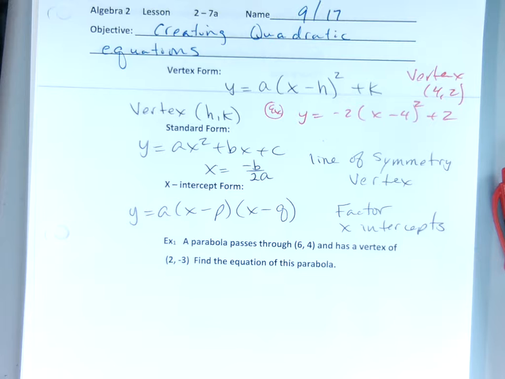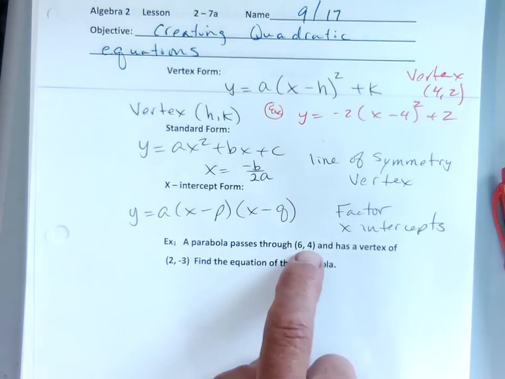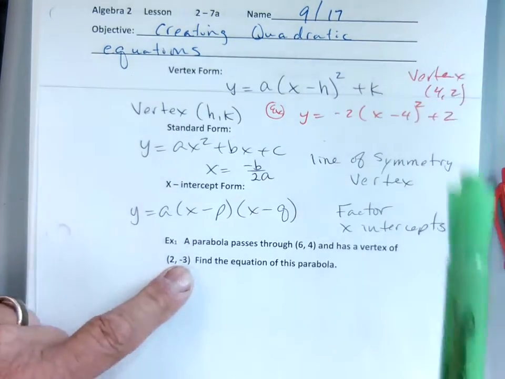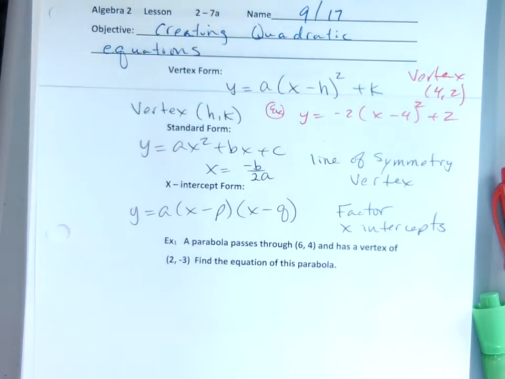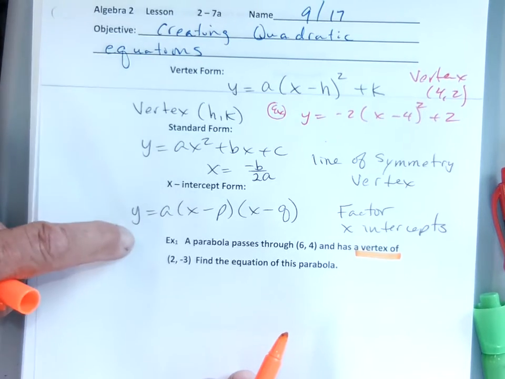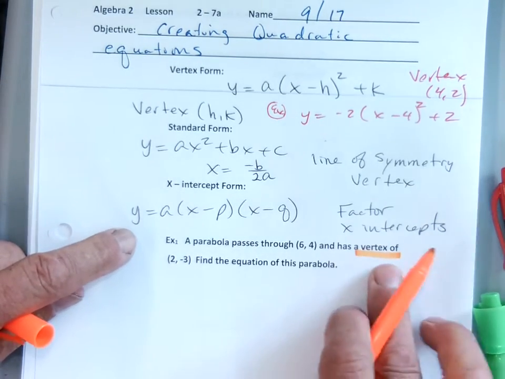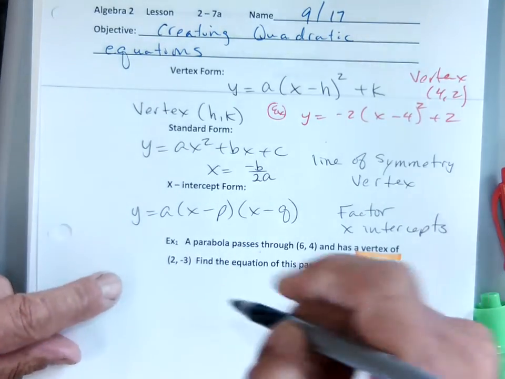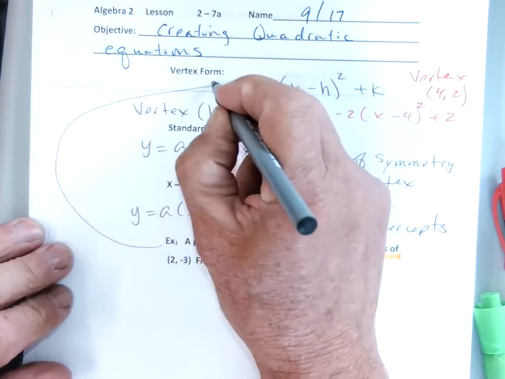So let's look at example 1 and see if we can find the value of a. Example 1 says this: a parabola passes through the point (6, 4) and has a vertex of (2, -3). Now there's a keyword in here, and that's vertex. We've got three formulas that we could use, but if we're given the vertex, it tells us which formula we should use. Obviously, if it says vertex, we're going to use the vertex form.